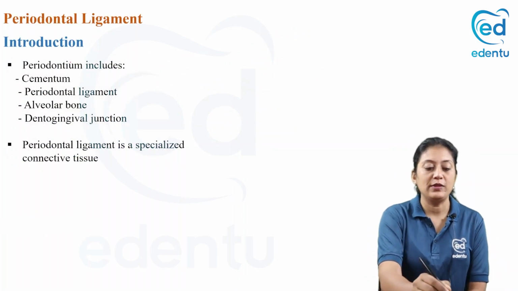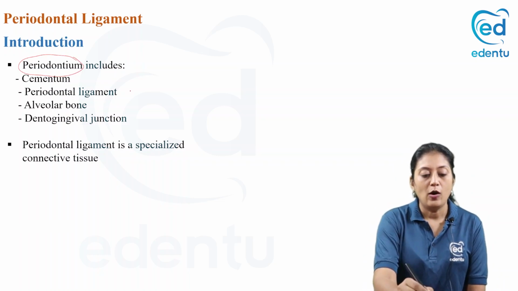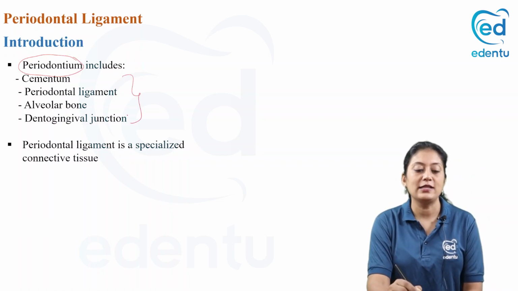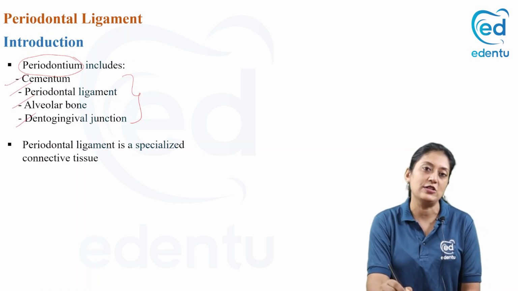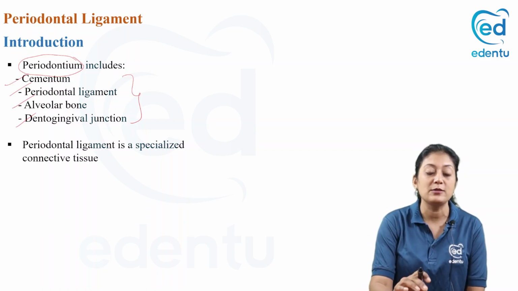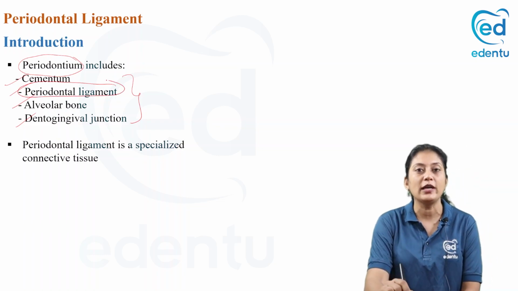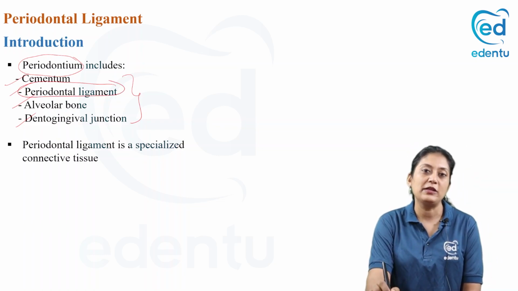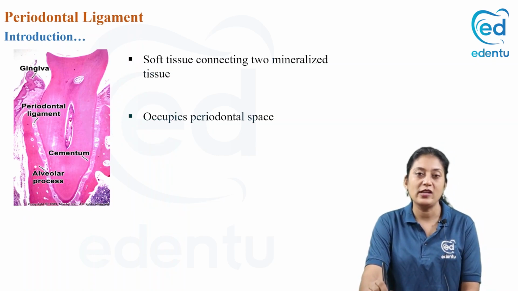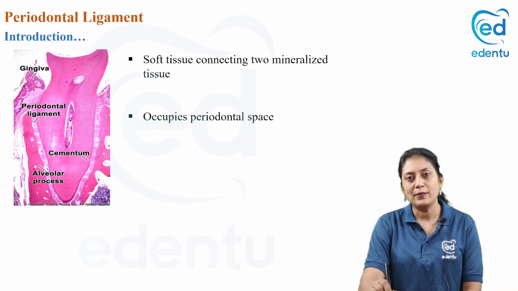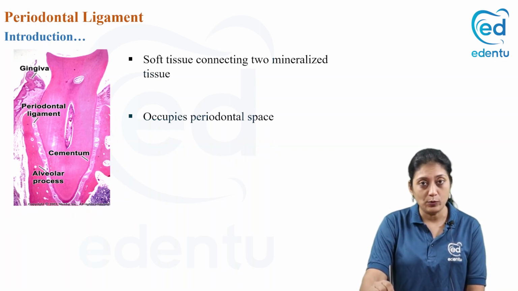Now the word periodontium is used to denote all four different structures, that is your periodontal ligament, cementum, alveolar bone, and also your dentogingival junction. All this together is called periodontium. But the word periodontal ligament specifically denotes only the soft tissue that is seen in between cementum and alveolar bone. It's a specialized form of connective tissue, so it's not like any other connective tissue. Something is special about it. What is special, we will see. It is special because it is connecting two mineralized tissues.